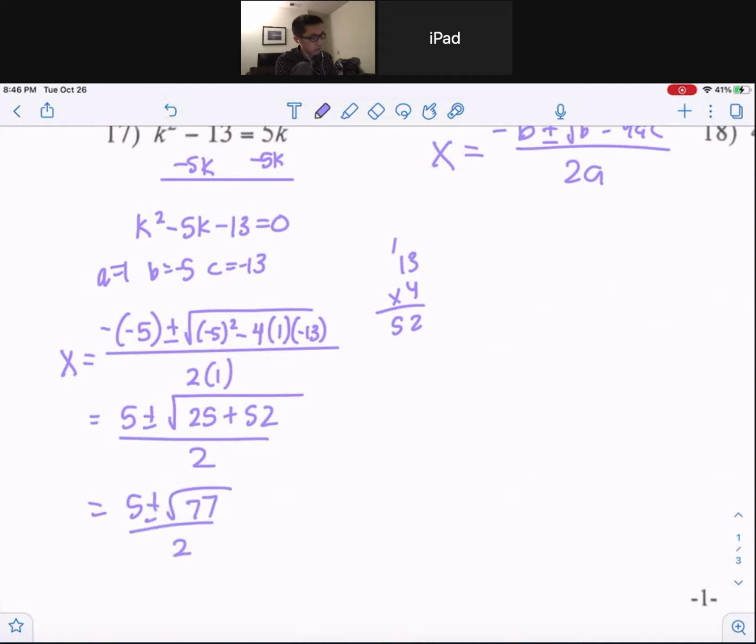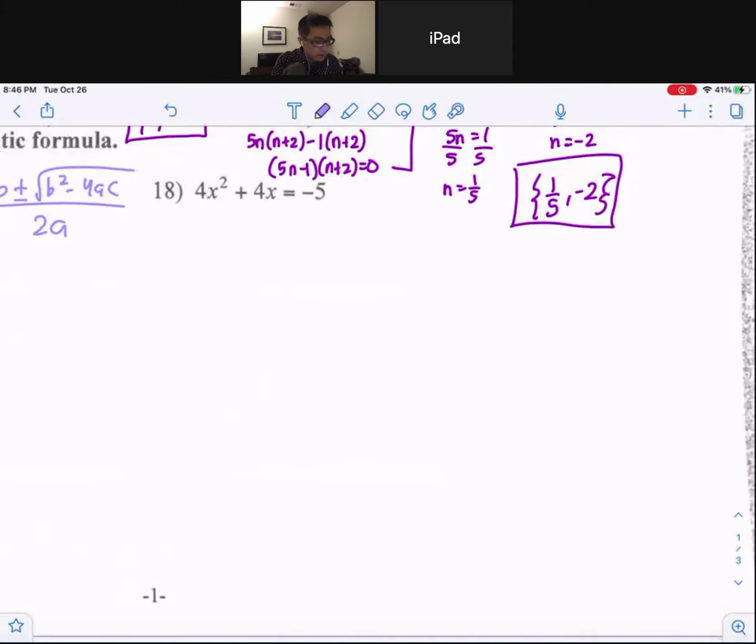Now, you gotta see if you can simplify this 77. But you get pairs, you get leftovers, no pairs, right? So this is as simplified as it gets. So that is your answer.